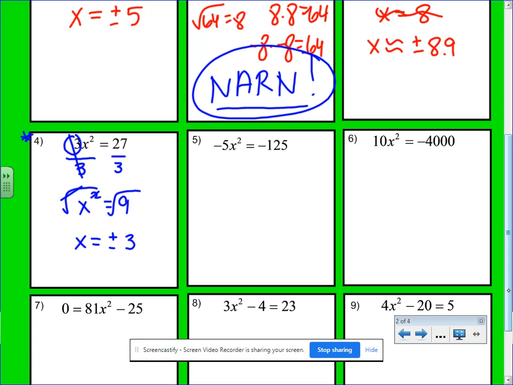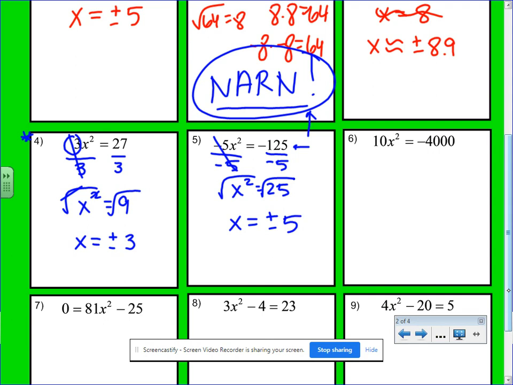All right, so same thing here. And this is kind of what I was talking about earlier: be careful. If you just see a negative, you're like, oh, I'm going to take a square root of a negative number, that negative 125 means it's narn. It's not narn, because you have this being multiplied by negative 5. So you have to divide first by negative 5. And x squared is negative 125 divided by negative 5, which is positive 25. So now x squared is all alone, I can take the square root of it, so I get x equals plus or minus 5.